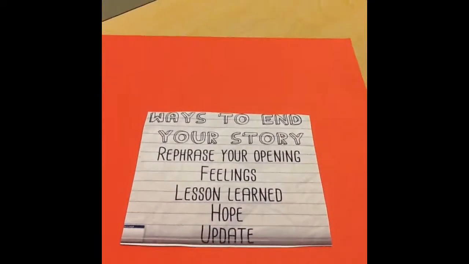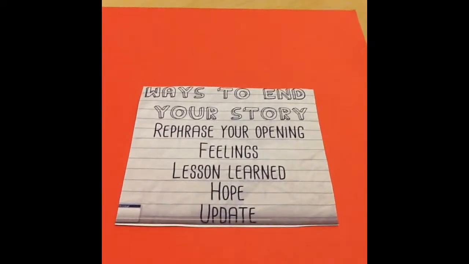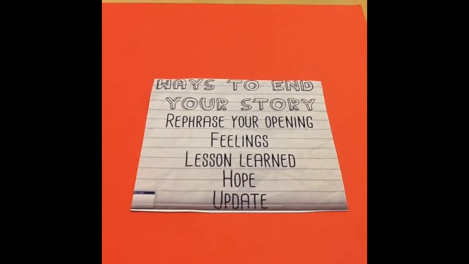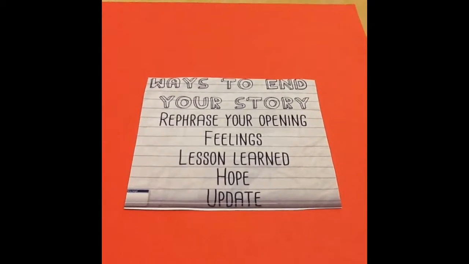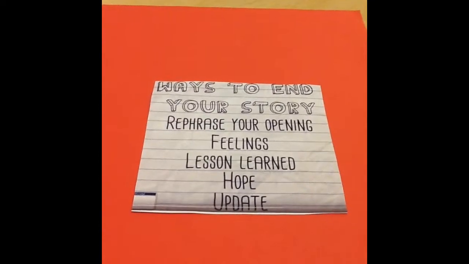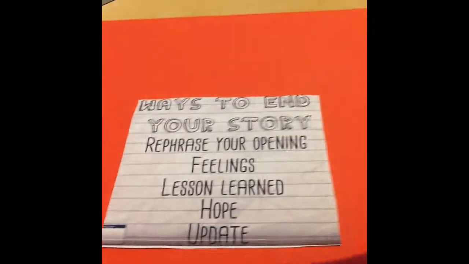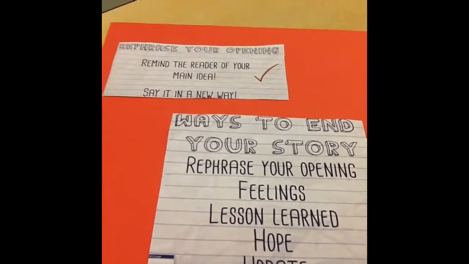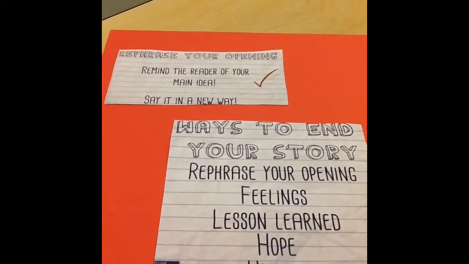When we learned about ways to end our story, we learned about 5 different ways. Let's remind ourselves of what those 5 different ways are that we can end our story. The first way we learned, is by rephrasing our opening, by reminding the reader of our main idea and saying it in a new way. Here's an example that we saw in the video.